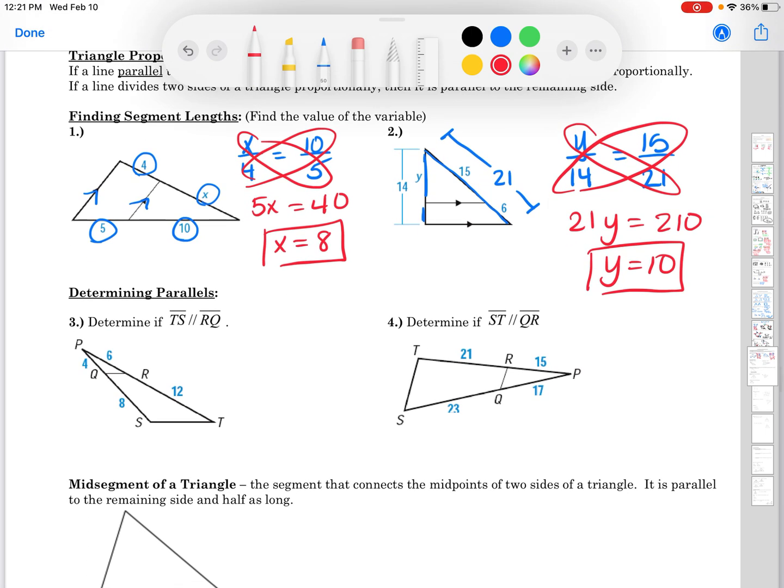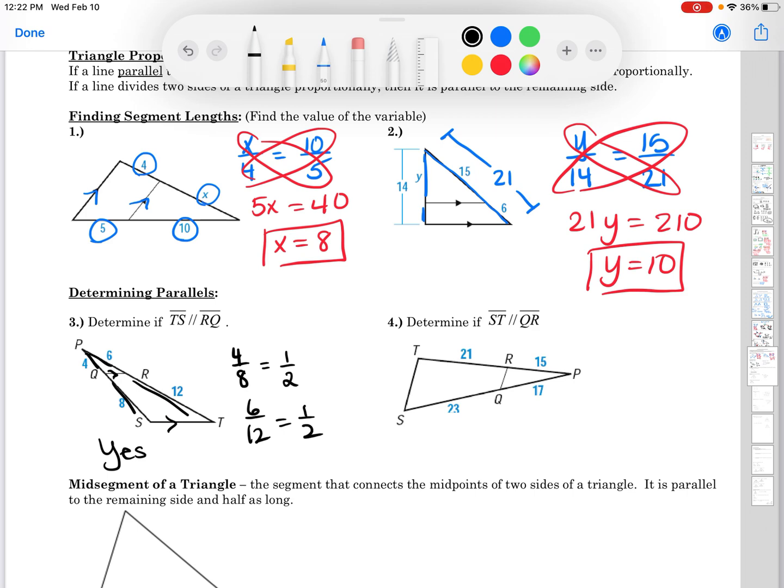We can determine if they're parallel by making sure that the sides are proportionate. So we can do 4 over 8, and we're going to get 1/2. And we want to make sure, is that the same as the other proportion, 6 over 12? Also 1/2. They're proportionate, so yes, these are going to be parallel.